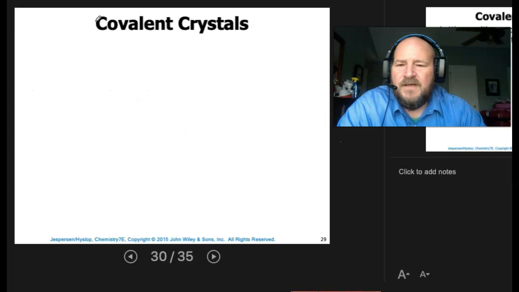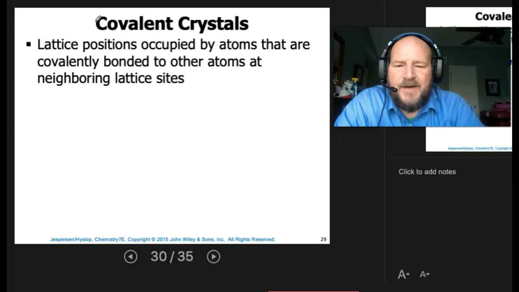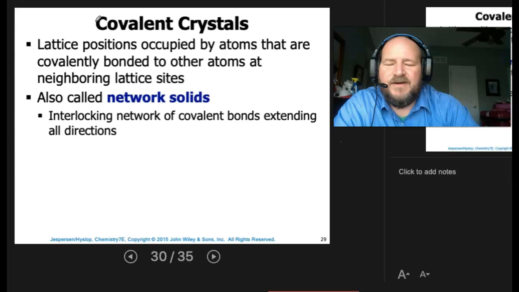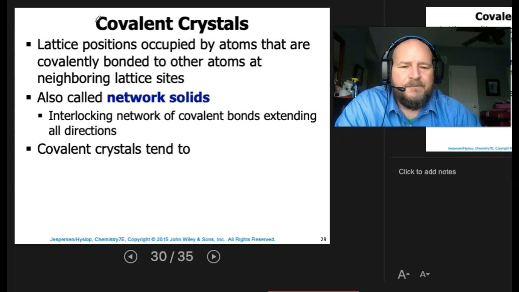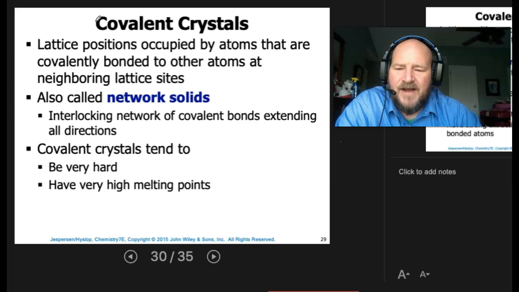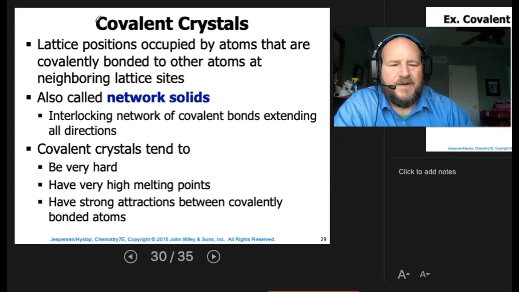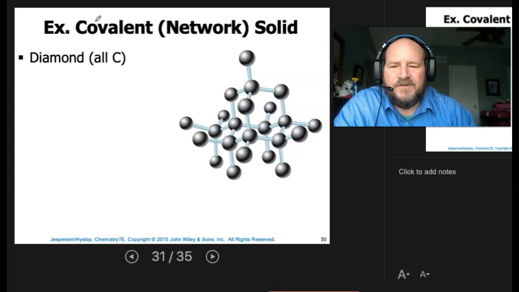All right. So covalent crystals then, this is lattice positions occupied by atoms that are covalently bonded to other atoms at neighboring lattice sites. So they're also called network solids, an interlocking network of covalent bonds extending in all directions. Covalent crystals will tend to be very hard, have very high melting points, and have strong attractions between the covalently bonded atoms. So a network solid would look something like that, where it just continues to go.